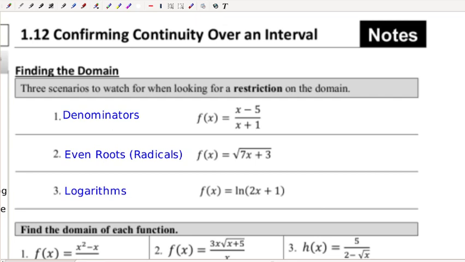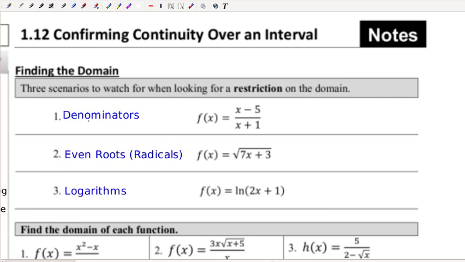So first, let's talk about how you find the domain. This, in general, should be review from past years, so we're going to move through it pretty quickly, but we will do it in enough detail that you should be able to pick it up if you don't remember. So, finding the domain: three scenarios to watch for when looking for a restriction on your domain. In other words, where your domain is maybe not continuous or your function doesn't exist.